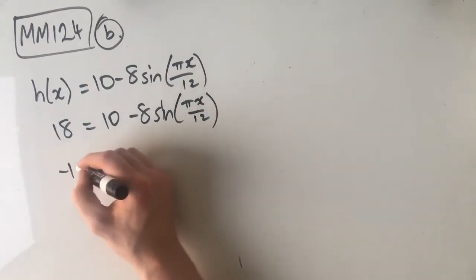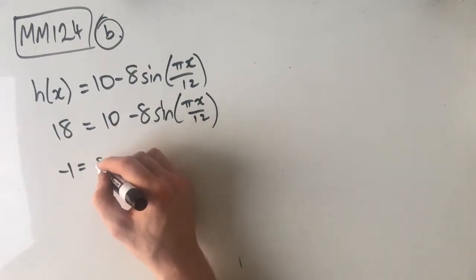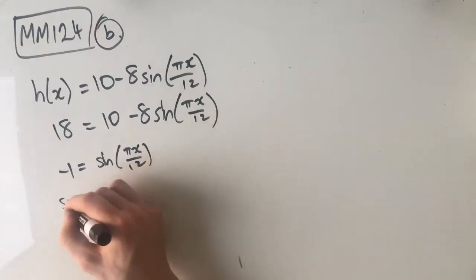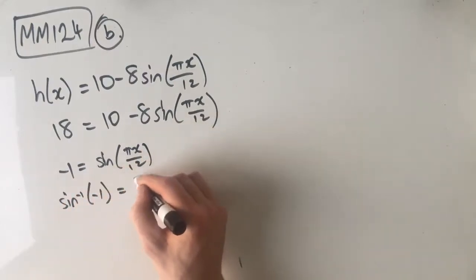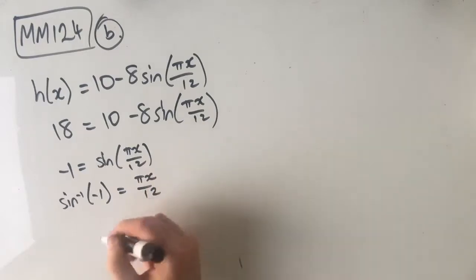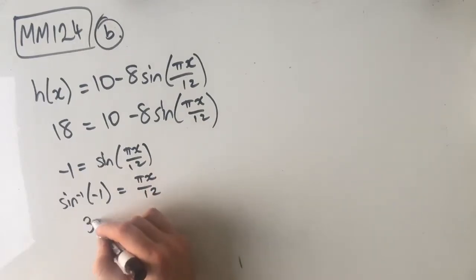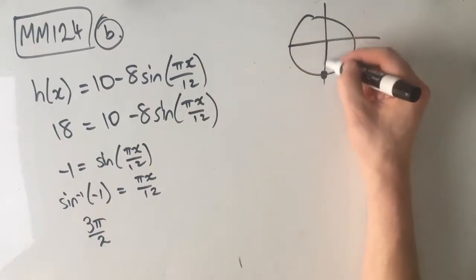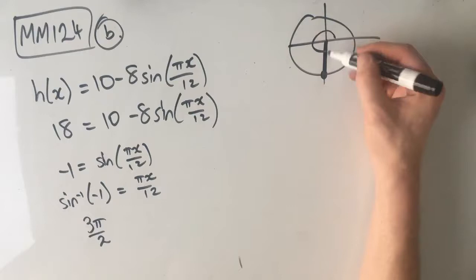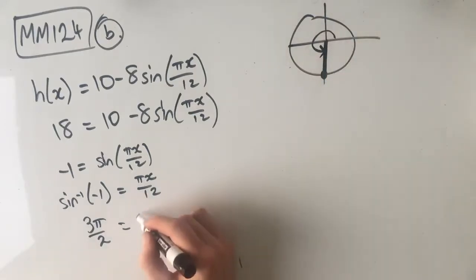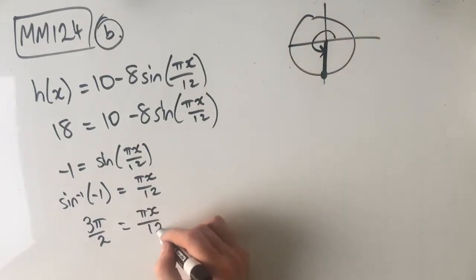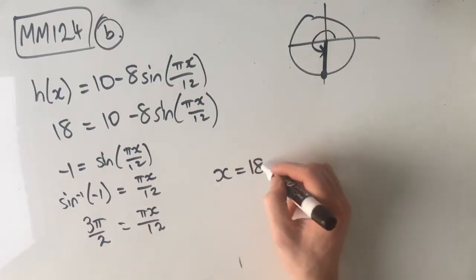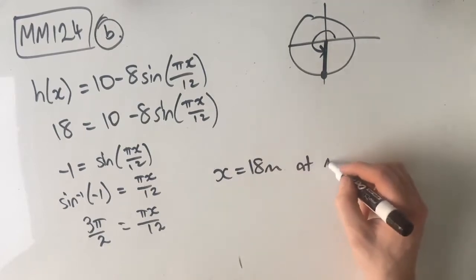Awesome. From here, we get to -1 equals sine of pi x on 12. The inverse sine of -1 equals pi x on 12. The inverse sine of -1 is 3 pi on 2, because -1 of sine, this bit here, occurs at the angle 3 pi on 2. And that equals pi x on 12. Rearranging this, we get x equals 18 meters at the maximum height.